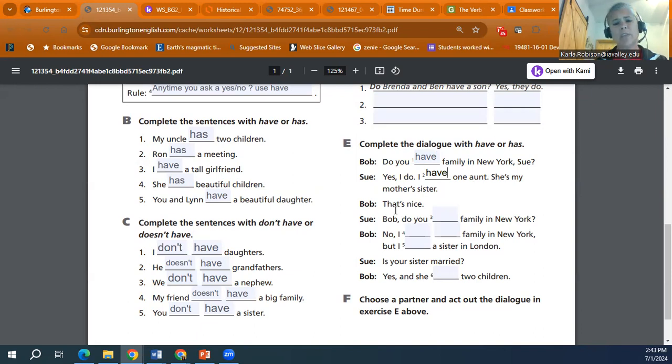And Bob's going to say, well, that's nice. And Sue says, Bob, do you blank family in New York? Okay, so she's asking a question. Since she's asking a question, I'm going to use have. Bob, do you have family in New York? Bob is going to say, no, I don't, because there's that I in there.